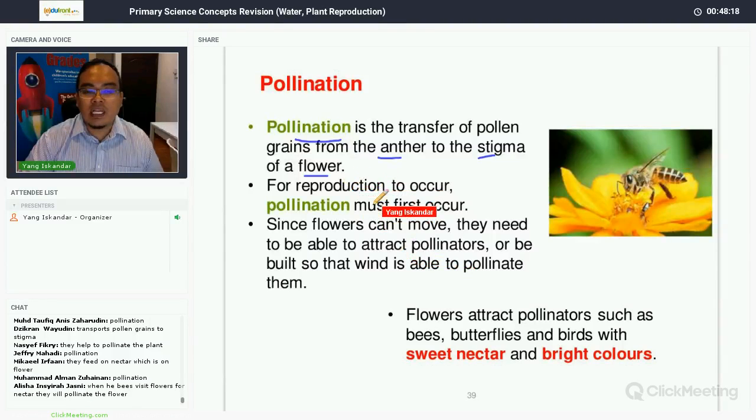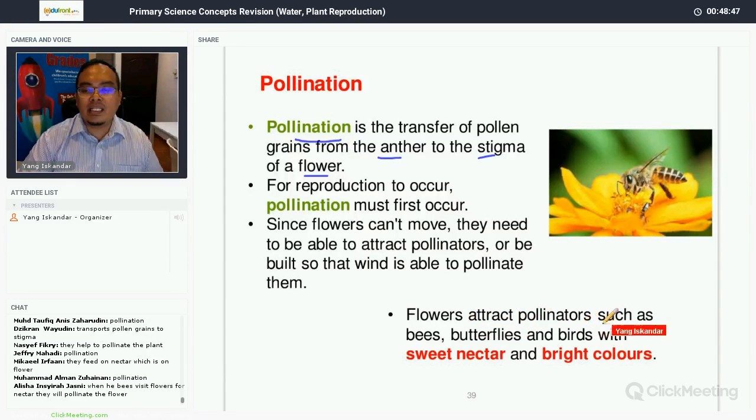So for reproduction to occur, pollination first must occur. Since flowers cannot move, they need to be able to attract pollinators or be built so that the wind is able to pollinate them. Okay, so they are pollinated in two ways. Number one, via insects or animals. Number two is via wind. Okay, wind can also assist in pollination.